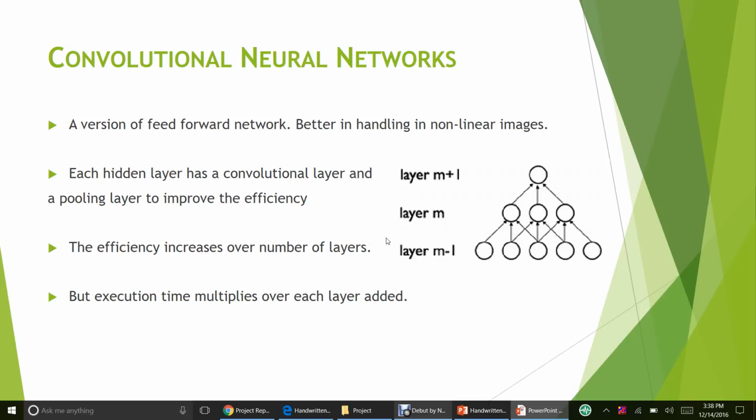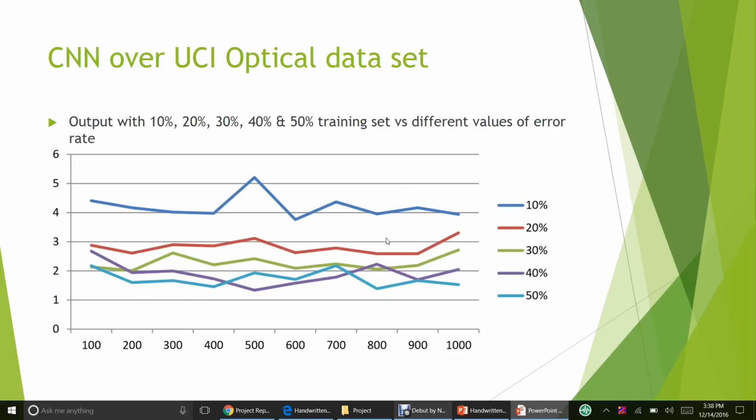Like layer m minus 1 has a huge number of nodes which are spawned to read data, and layer m consolidates those. Then that layer sends it to layer m plus 1. So it becomes more and more efficient as you go up. So CNN, that is convolutional neural network, on the UCI optical dataset.